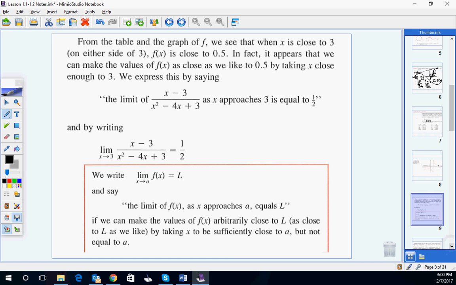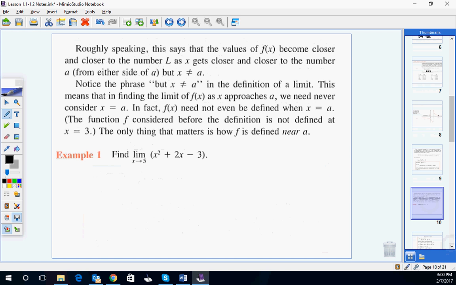All right, so roughly speaking, this says that the values of f of x become closer and closer to the number L. From both sides, it's getting really close to 0.5. For example, this is when limits are really easy. Why are limits really easy right here? Yeah, we have a value, and do we have any restrictions? This is simply plug 5 in. That's it, because there's no problem with plugging 5 in.